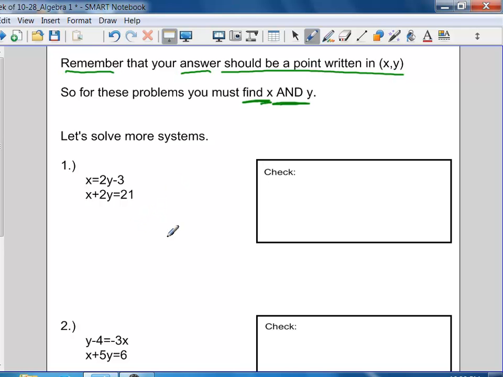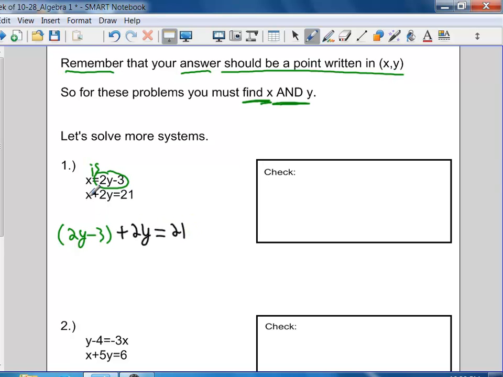Alright, so hopefully you had a second to try that out. I'm thinking the smartest thing here is that you notice that this is what x is equal to, right? So x is this, basically. X is that, equals means is. So let's take x out and write 2y minus 3. Okay, and then we're going to have plus 2y equals 21.